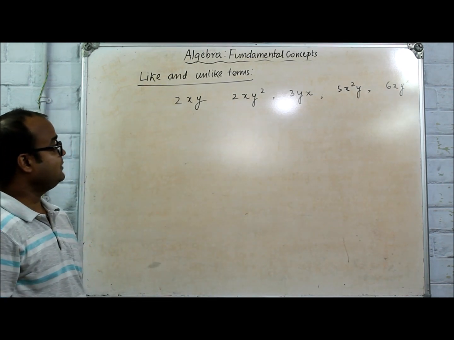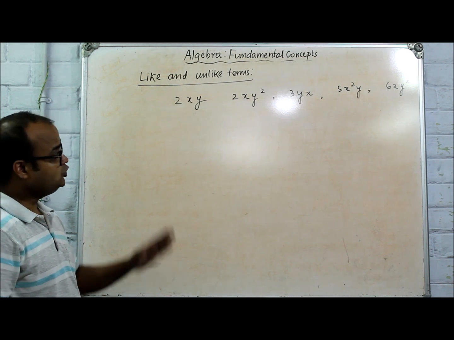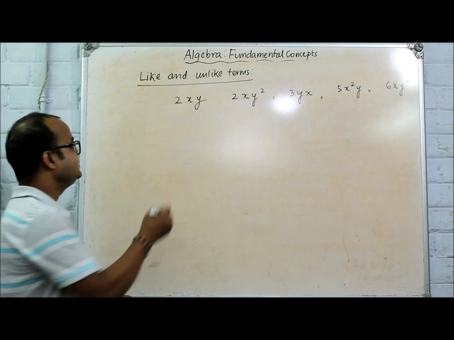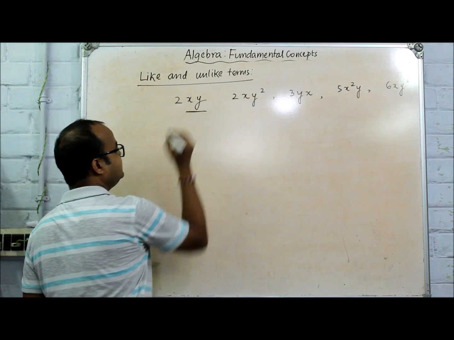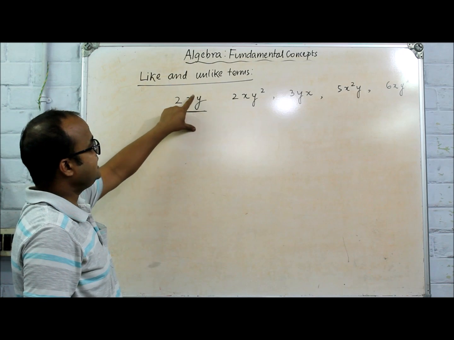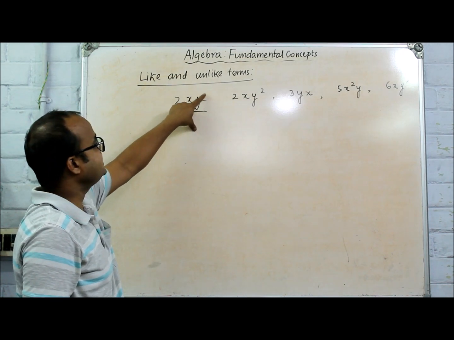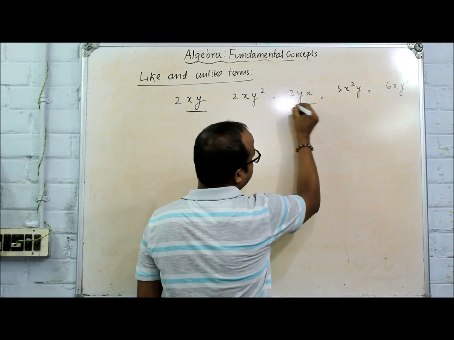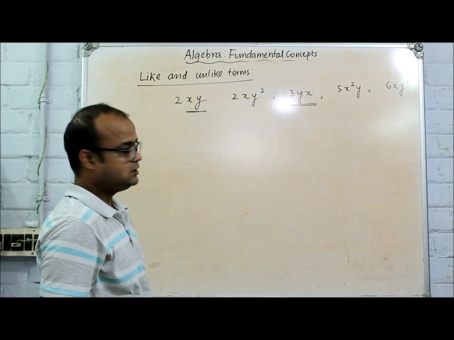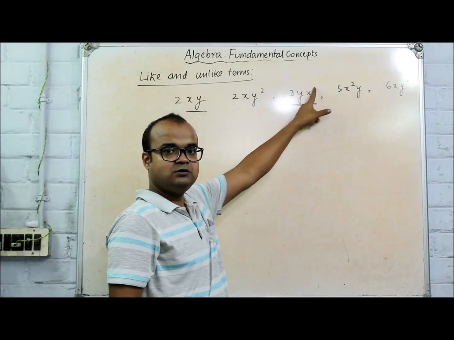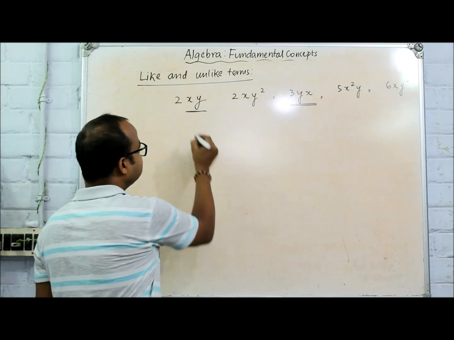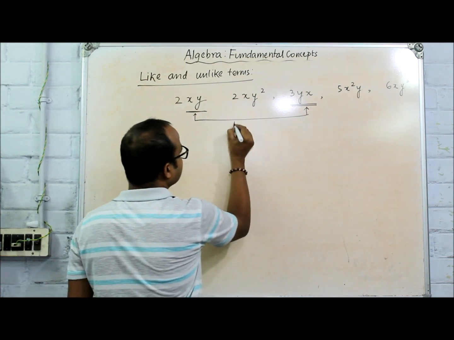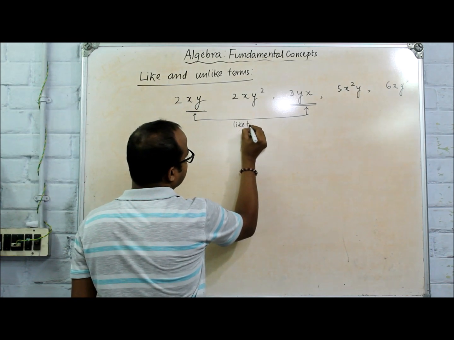What is like term and unlike term? To find out the like and unlike terms, we look at the variables. Here variables are x, y. x is having degree 1, y is having degree 1. Now look for the similar term, yx: x to the power 1, y to the power 1. So these two terms are like terms.